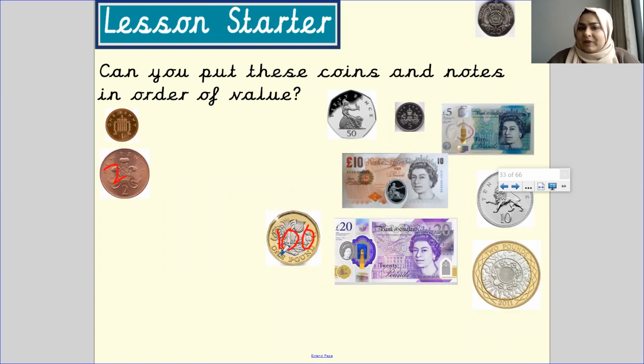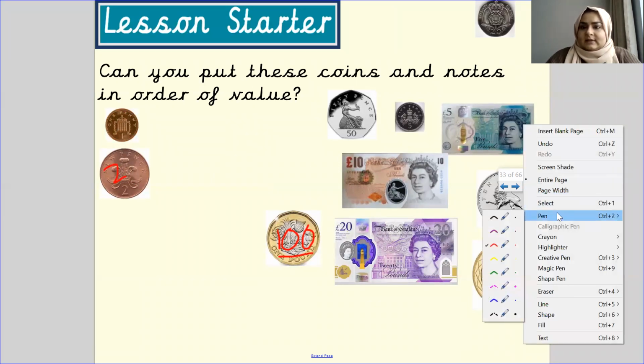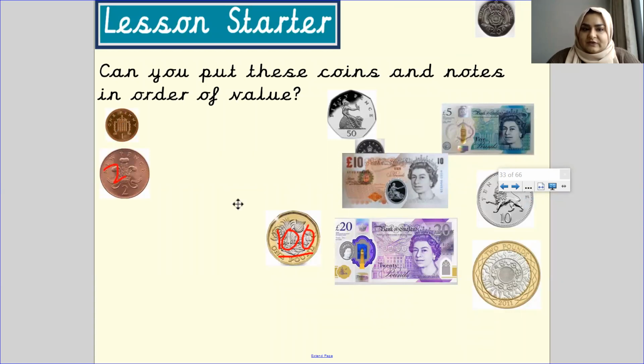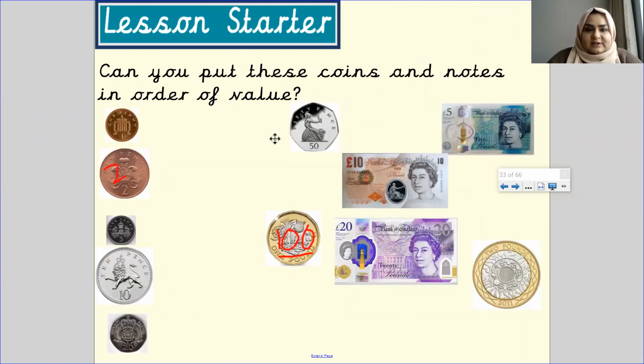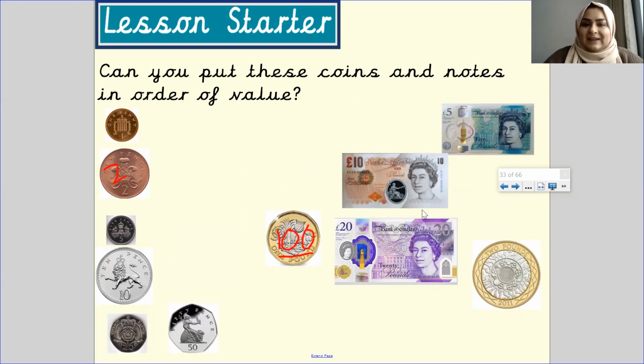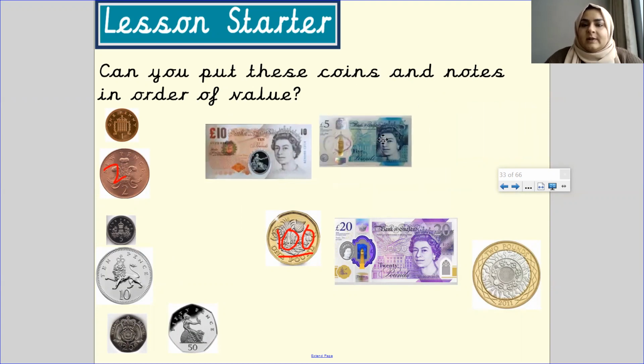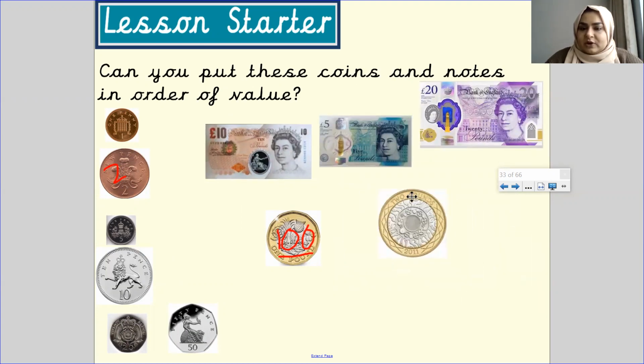So 100 is quite a big number, isn't it? 100 is bigger than 2. So there's no way that that could be next. So you should have 2p. Then you should have had 5p, because there's no 3 and 4p. You have to make 3 and 4p. Then you should have had 10p, then 20p, then 50p.